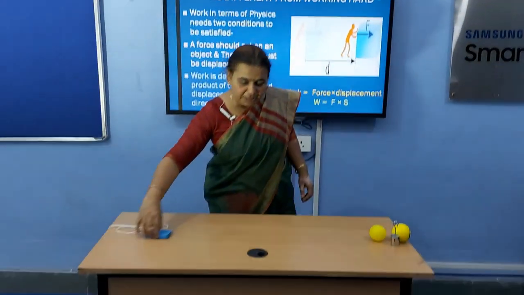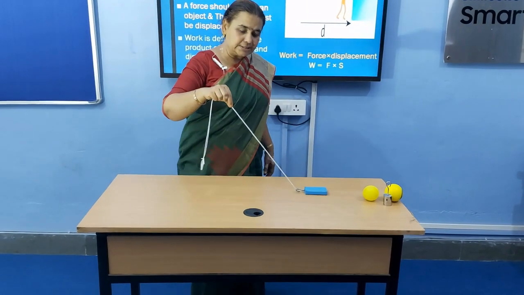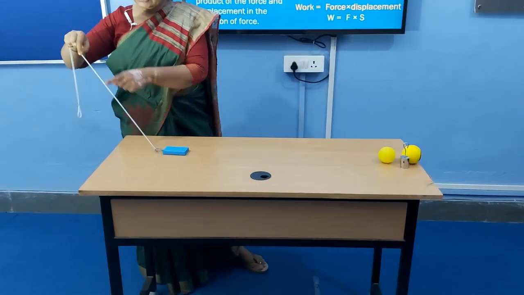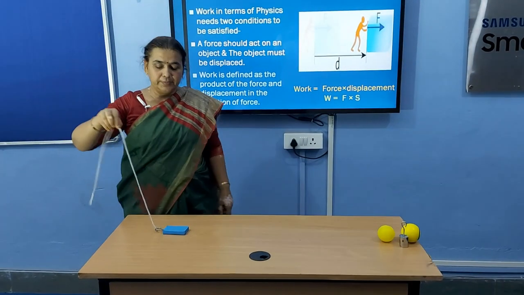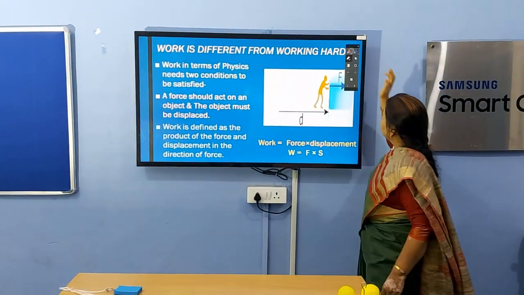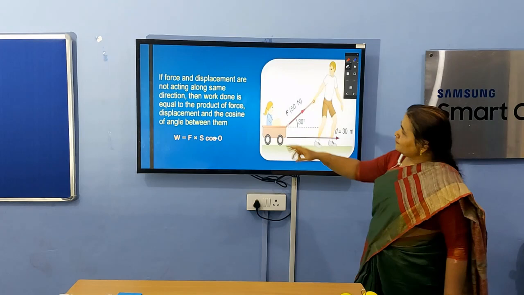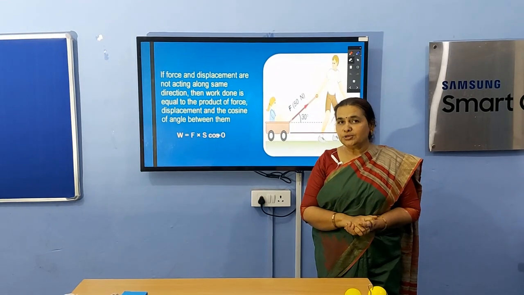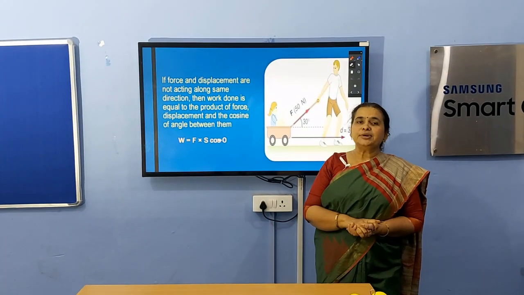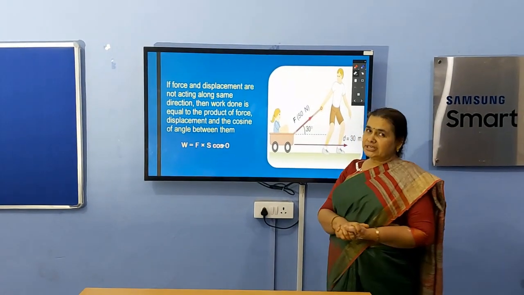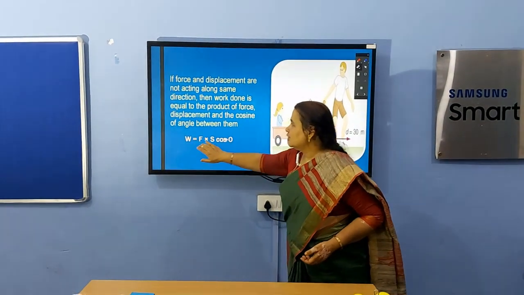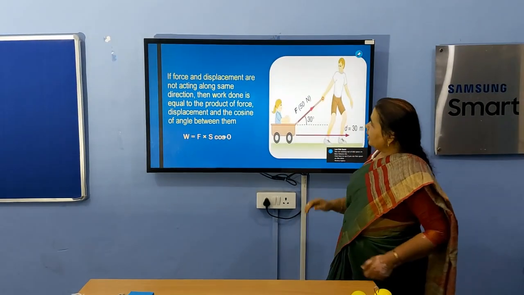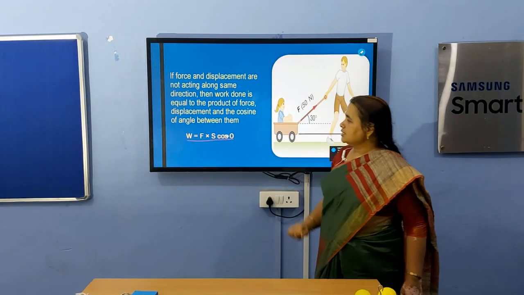But what happens if I apply force like this? Displacement is again horizontal to the surface and the force is along this string. So if force and displacement are not acting along the same direction, we are not using the same formula which is for the same direction of force and displacement. The formula changes and becomes W is equal to Fs cos theta. We have this formula here, W is equal to Fs cos theta.